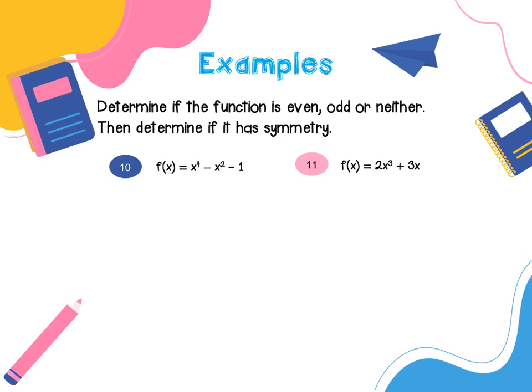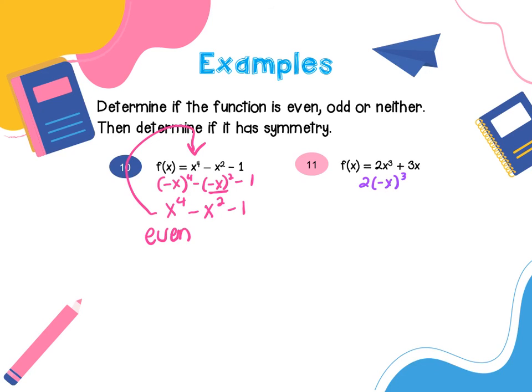All right, this says determine if the function is even, odd, or neither, then determine if it has symmetry. So same start, negative x to the fourth minus, this becomes positive x squared, but the negative's still there, minus 1, and it matches the original, which means this is even. I'll go back to the symmetry part after. This one, 2 negative x to the third plus 3 negative x, and I get 2 times negative x to the third, or negative 2x to the third, minus 3x. It doesn't equal the beginning, but it is the exact opposite, so it's odd.